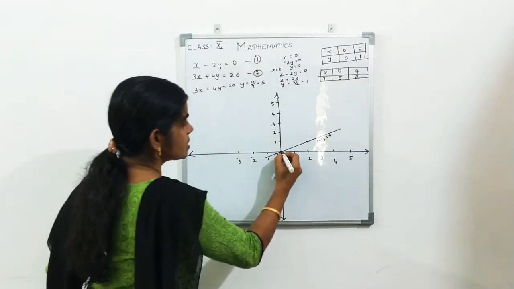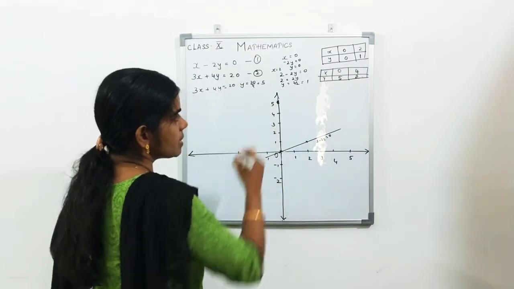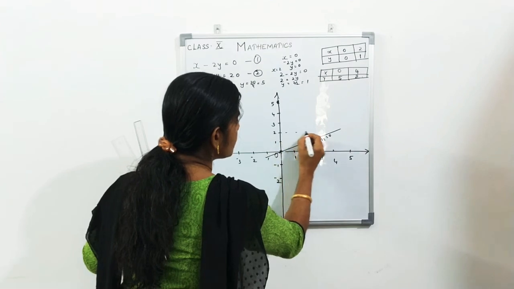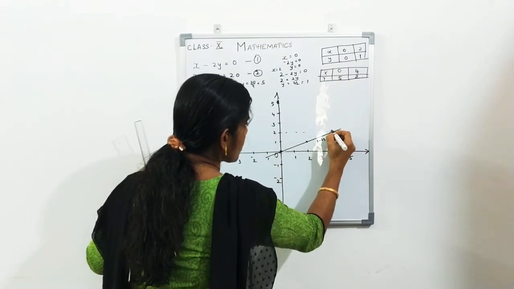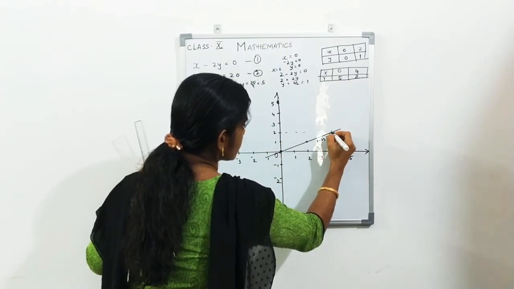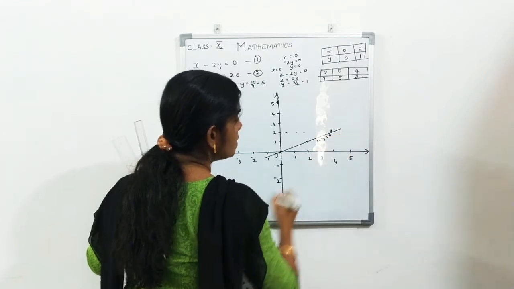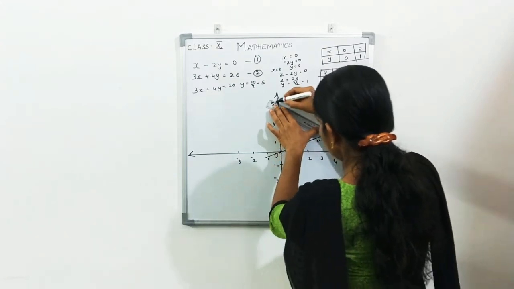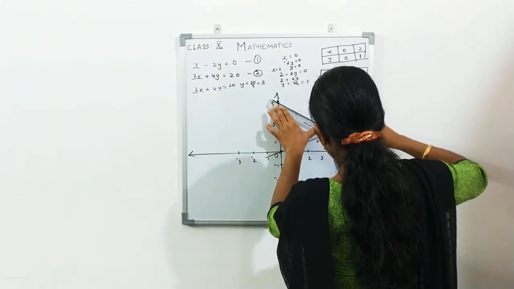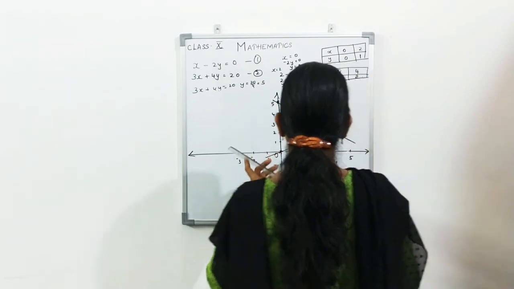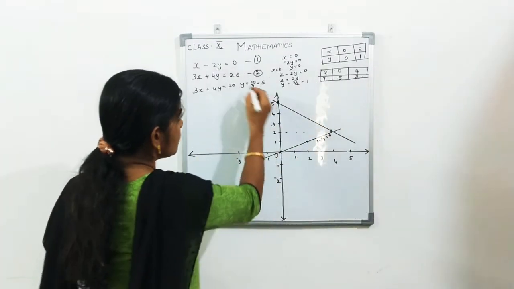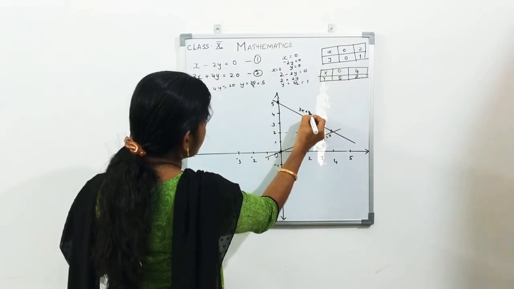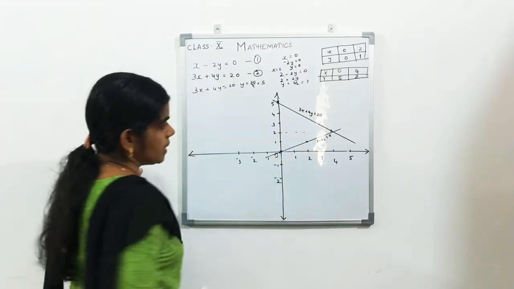Second one is x 0, y will be 5. This is the point 0, 5. When x is equal to 4, y is equal to 2. x 4, here will be the point 4, 2. Then we can join these two. Okay. This will be the graph of 3x plus 4y is equal to 20.